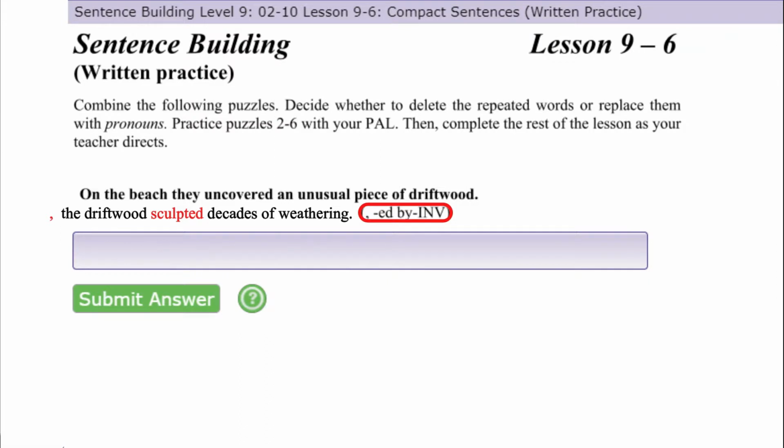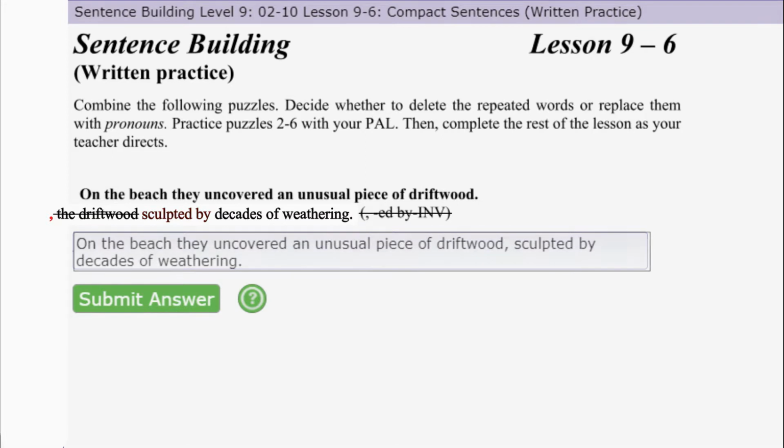Next, we must insert the conjunction by immediately after the verb. Finally, we need to delete any repeated words. In this puzzle, we delete the driftwood from the signal sentence. Now we can read our final combined sentence. Capital O, on the beach they uncovered an unusual piece of driftwood, comma, sculpted by decades of weathering, period.